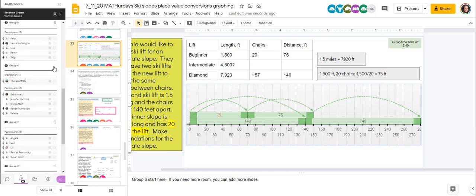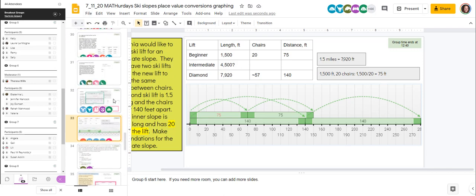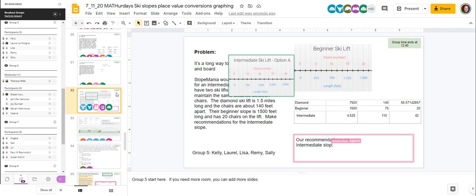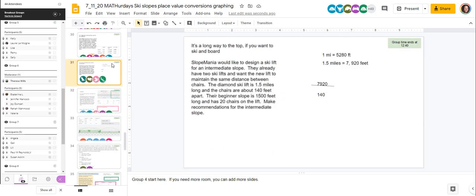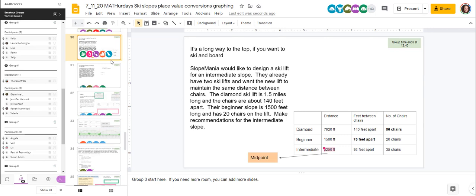65 spaces. If we do 100 and we say that we wanted our length to be 4,500 feet, that'll be 45 chairs, right? Yeah.